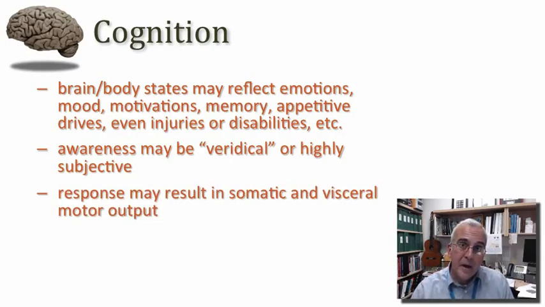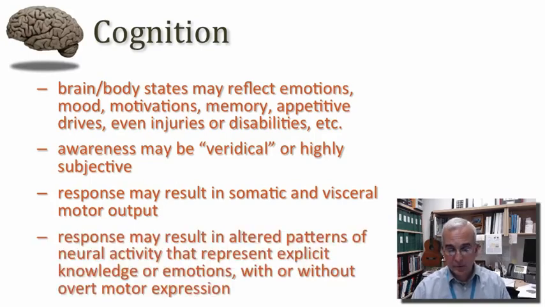The integration of stimuli with internal states, the production of awareness, may ultimately lead to a response, to a change in behavior. And that behavioral response may result in somatic or visceral motor output. It may result in altered patterns of neural activity that represent knowledge or emotions, even without the overt expression of movement. So our brain is capable of representing the action, even if the action itself is not executed. Recall our discussion of the mirror motor system back in Unit 4. And as we will get to as we proceed on in Unit 6, we'll talk about vicarious representations of body and brain state that might be influential in our rational decision-making faculty.